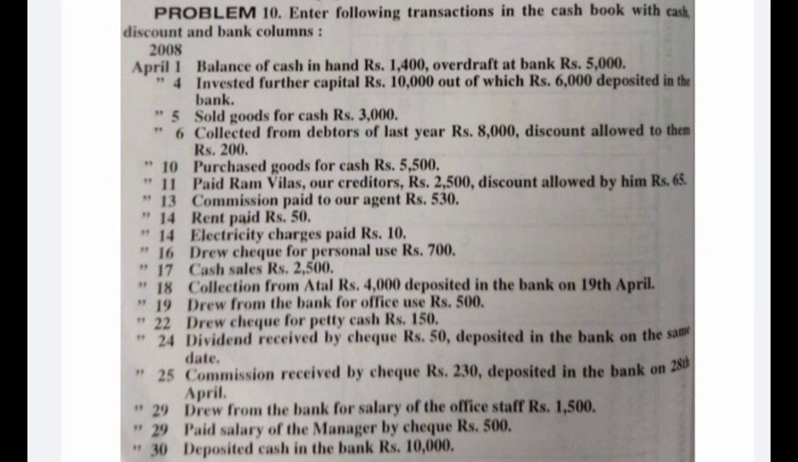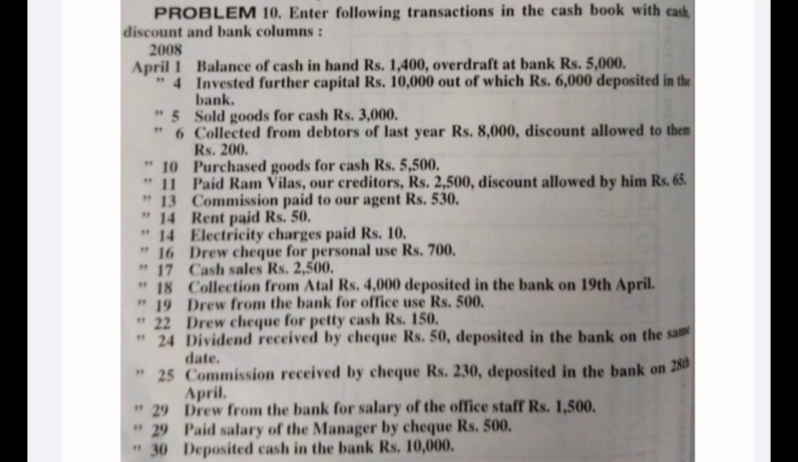On 28th April we will record the other entry, that is deposited into the bank. The check we received for commission receipt, we are depositing into the bank. So what would be the entry? Bank account debit to cash account with rupees 230. It is a contra entry on 28th April.